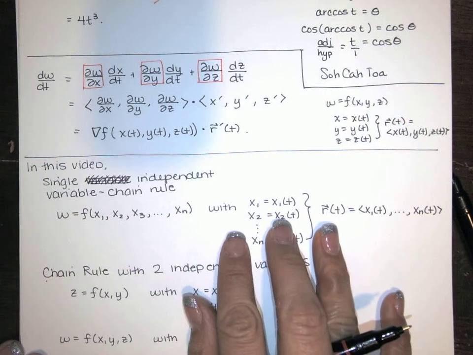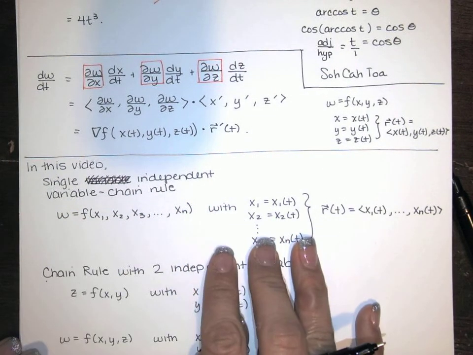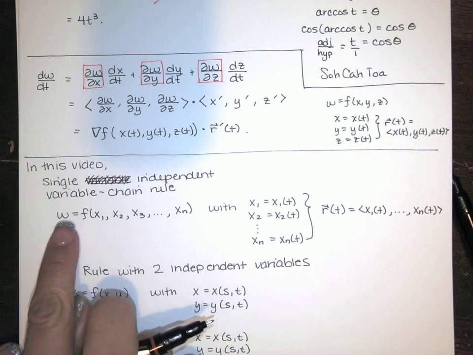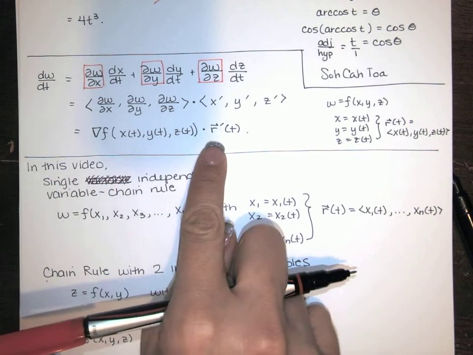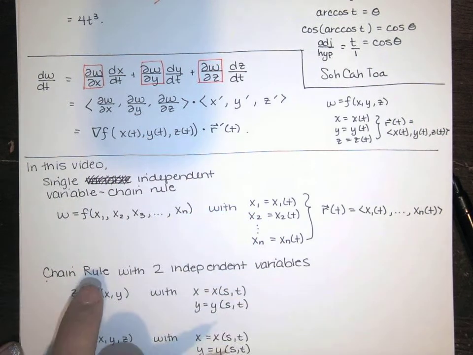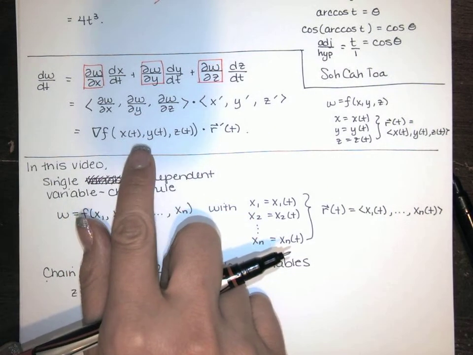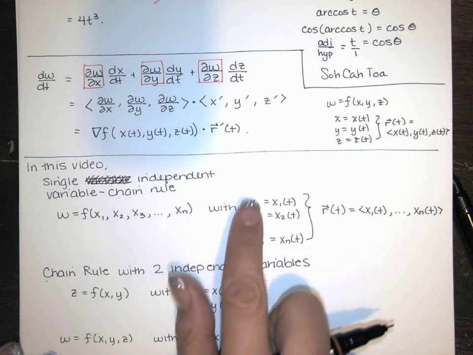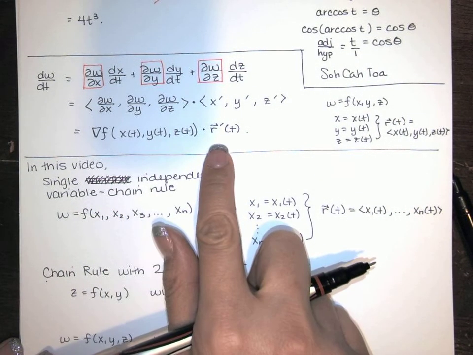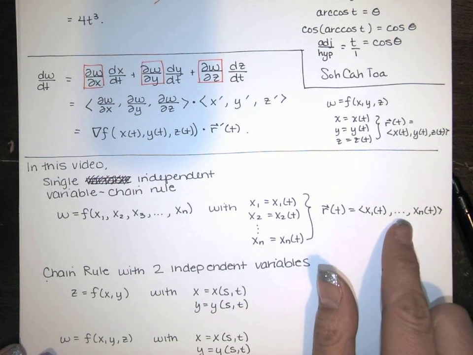You can imagine how this changes for this one. It really doesn't change very much at all. The only difference between the chain rule for this one and the chain rule for this one is that instead of having an x of t, y of t, z of t here, you're going to have x sub 1 of t, x sub 2 of t, x sub 3 of t, all the way through x sub n of t evaluated here, dotted with r prime, where r prime is a vector valued function with n components.